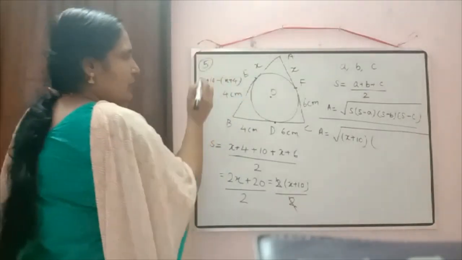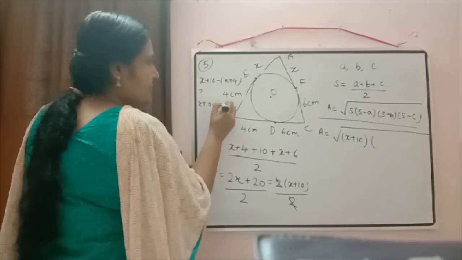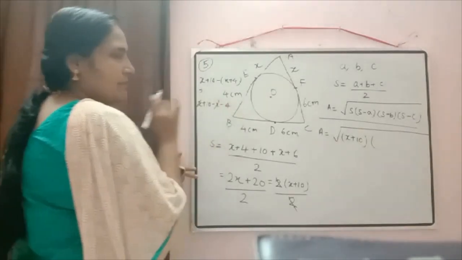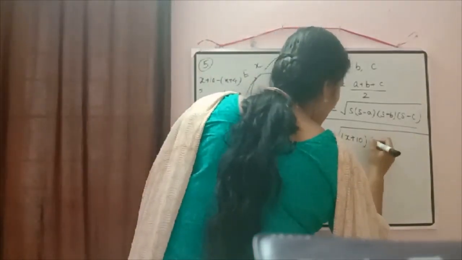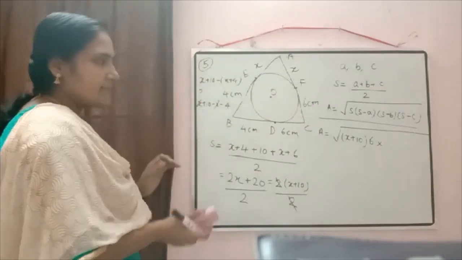So now we will open the bracket. Then what will come? X plus 10 minus x minus 4. Then x and minus x will get cancelled. We will get here 10 minus 4, 6. So that I am writing directly here. 6. So first we did here s minus a.